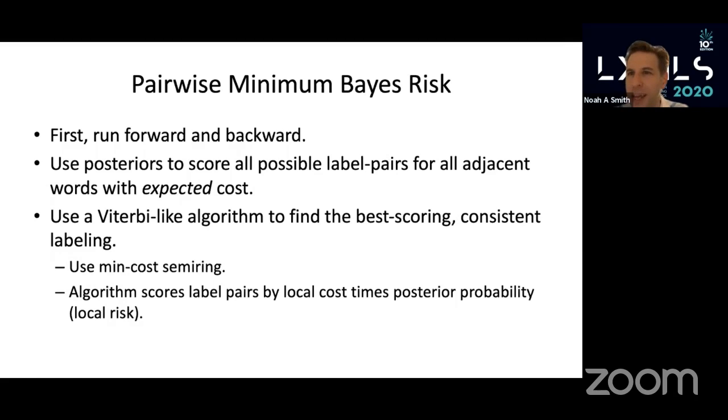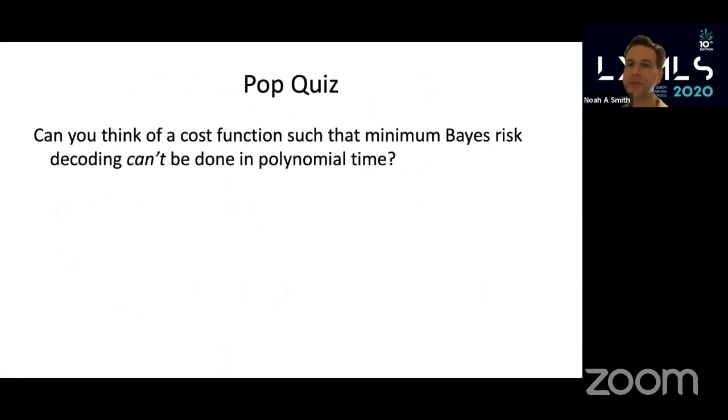You're going to use the min cost semi-ring, and you're going to score each of the label pair candidates at each position by the local cost, for that choice, times the posterior probability. So we call this the local risk. And so you've used dynamic programming twice here. Once to do all the pre-calculation that lets you score every possible two-state sequence at every position, and then you use dynamic programming again now to optimize, finding the min cost path to find one best scoring labeling that minimizes the sum of those expected costs.